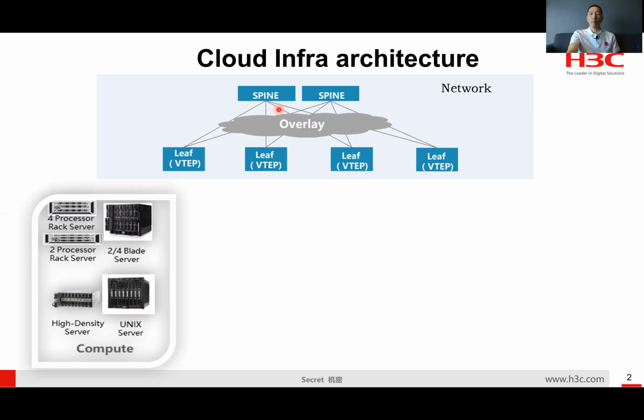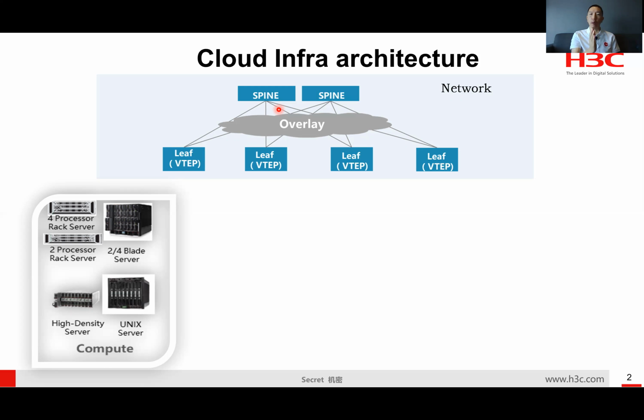After you have planned your network in the cloud infra, then you think about your compute. Compute means you have a lot of bare metal servers, like 4 processor, 2 processor, rack servers, blade servers, GPU servers for AI applications, other Unix servers, high density servers. All these computing resources run your applications. If your application needs more traffic to go through the network, to talk to the storage, the end users, the internet users, then you can put more links from your compute node to the leaf.